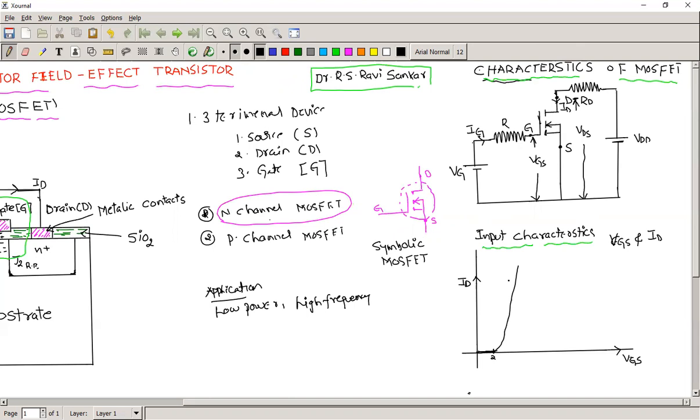But here, how much drain current flows is highly dependent upon how much voltage we apply here and the value of load resistance. Now we are going to see one more characteristic, that is the output characteristics. This is not the input characteristics. This is the transfer characteristics.